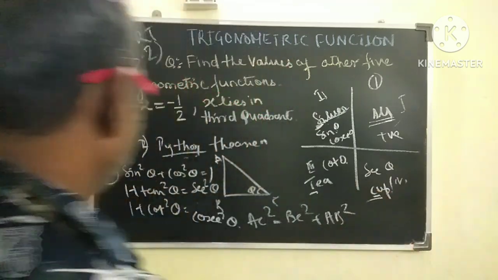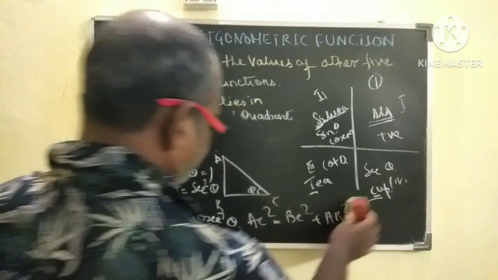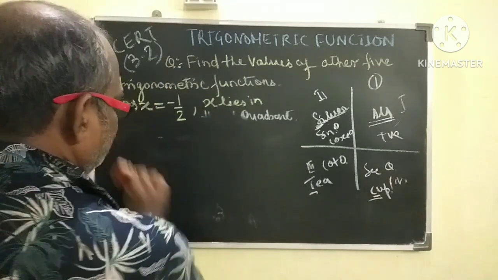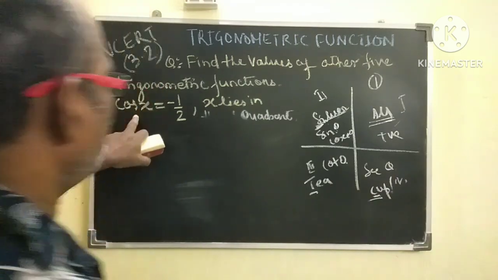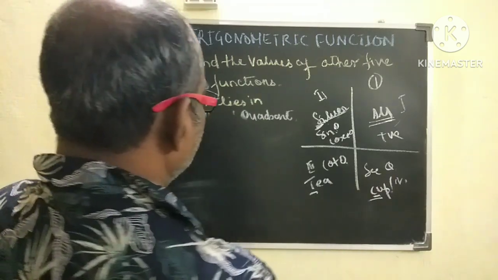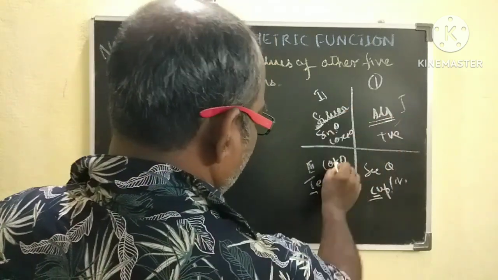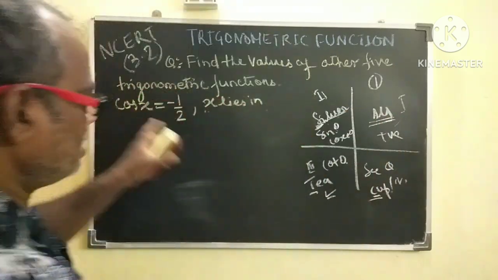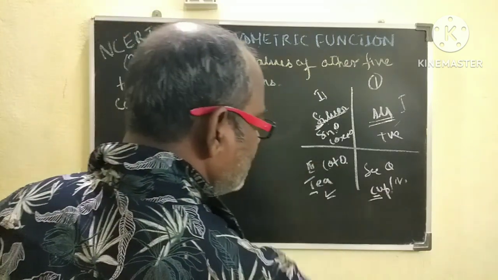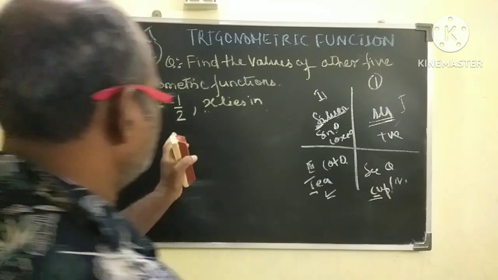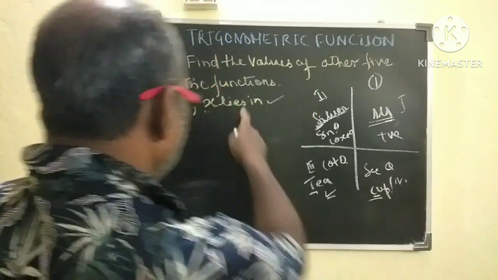Now let us start question number 1. Here they have asked for cos x, where x lies in the third quadrant. So first, second, third. In the third quadrant, cos is negative, so secant will be negative. Only tan and cot theta will be positive. So first, let me show you how to solve this question with the help of the Pythagoras theorem.